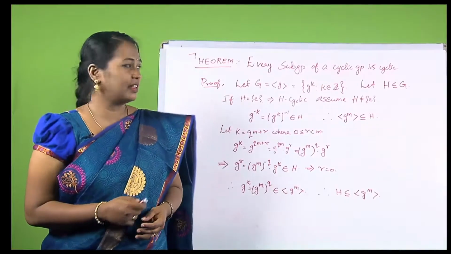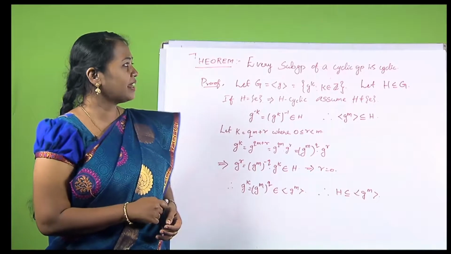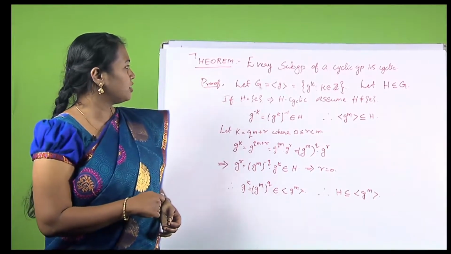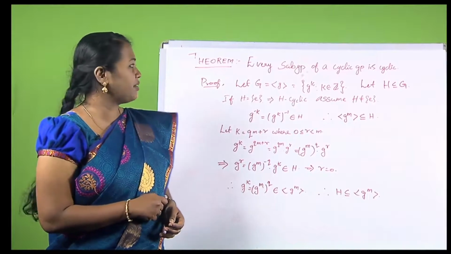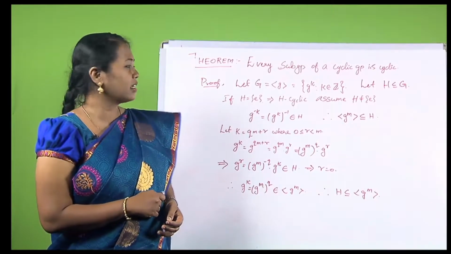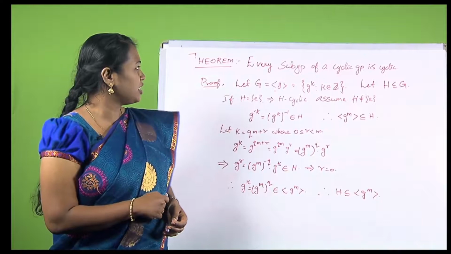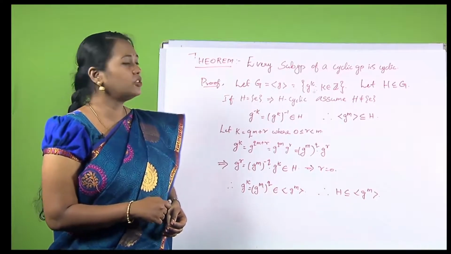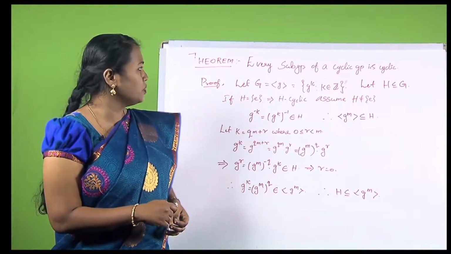Next we shall see a theorem. Every subgroup of a cyclic group is cyclic. Now the proof is: if G is a cyclic group, then it can be generated by an element g inside G, and therefore G is equal to the set generated by the element g, and this is of the form g^k where k belongs to Z.